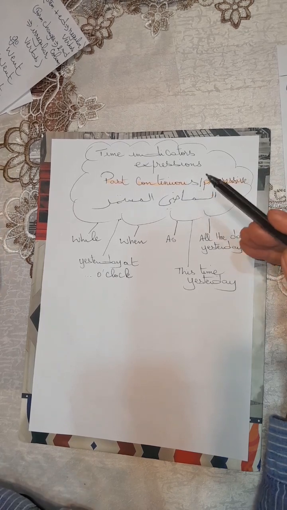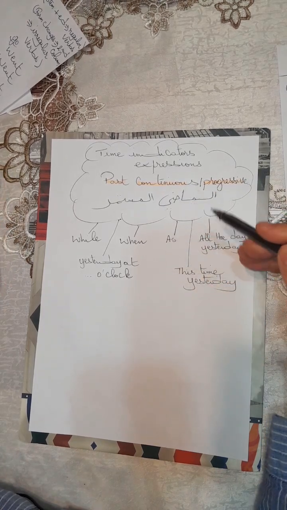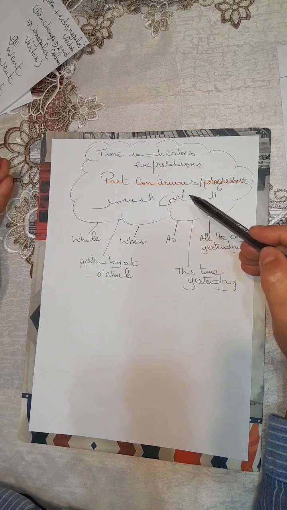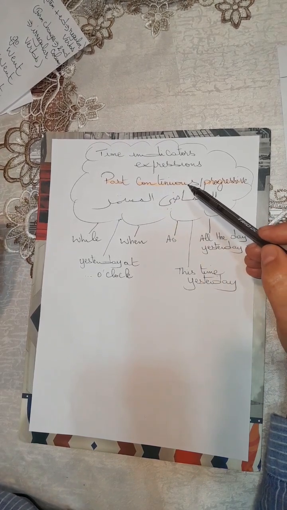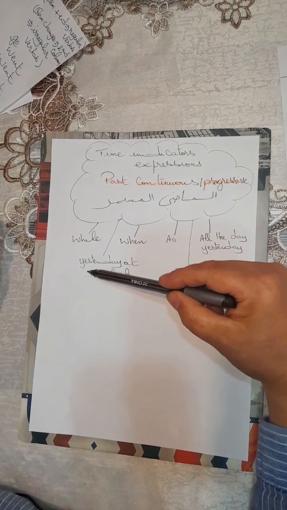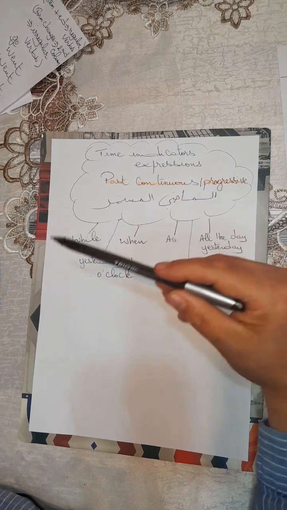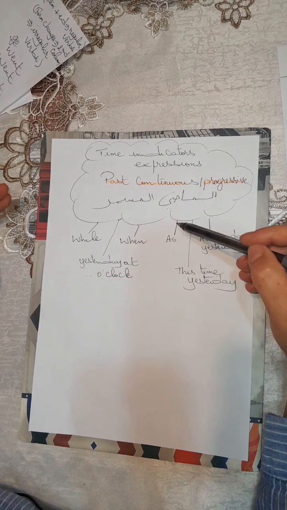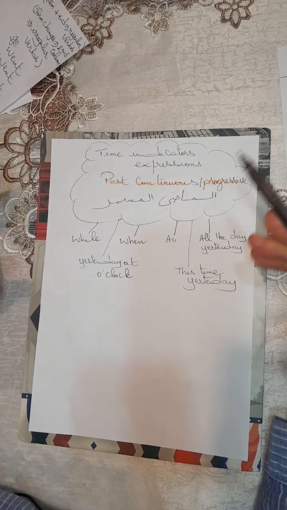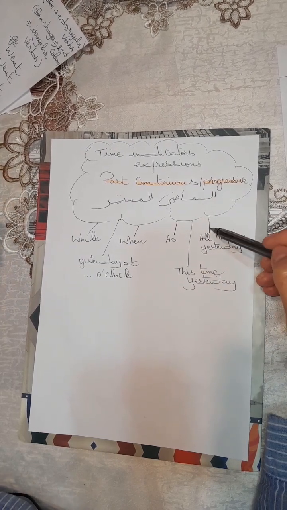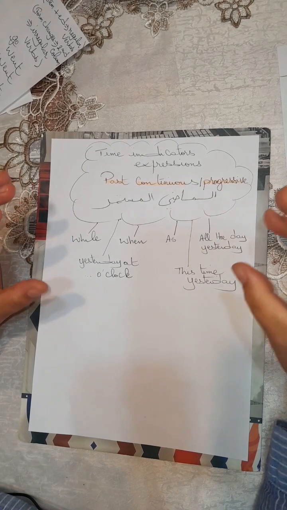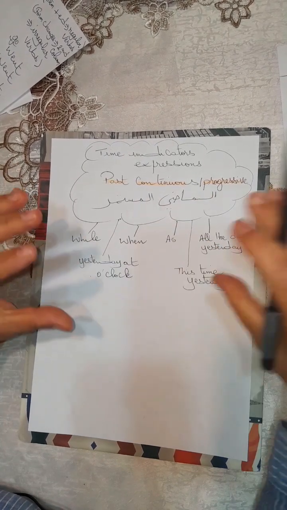The time indicators or expressions that refer to the past continuous or the past progressive: while, yesterday at a specific time, for example at 9 o'clock or 7 o'clock or 8 o'clock, as this time yesterday, or all day yesterday, meaning something we did all day long yesterday.